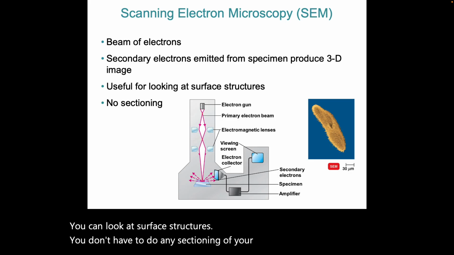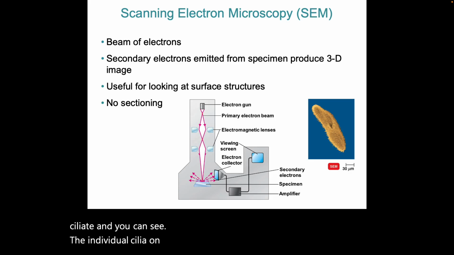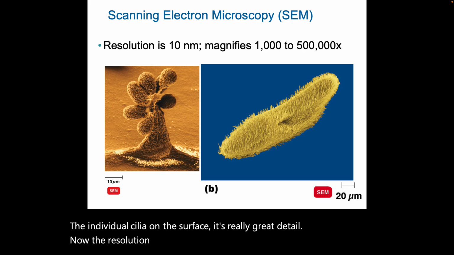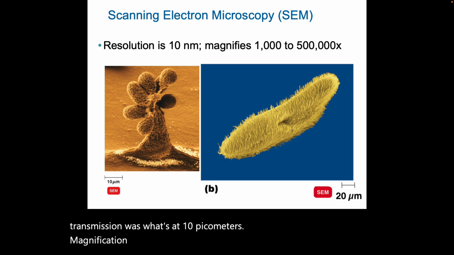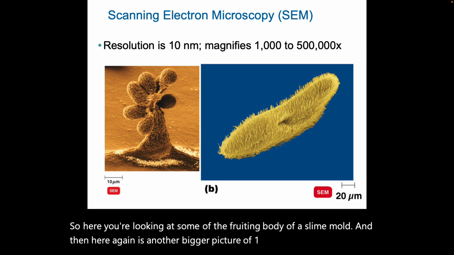So here's, again, a ciliate, and you can see the individual cilia on the surface. It's really great detail. Now the resolution is different. We're at 10 nanometers versus the transmission, which was at 10 picometers. Magnification anywhere from 1,000 to 500,000. So here you're looking at some of the fruiting body of a slime mold, and then here again is another bigger picture of one of those ciliates.